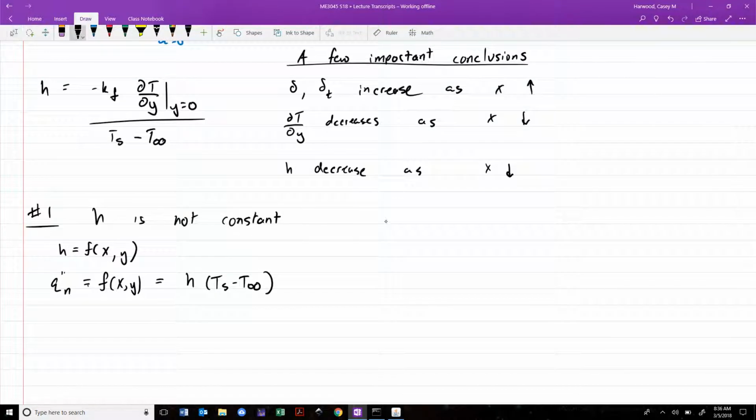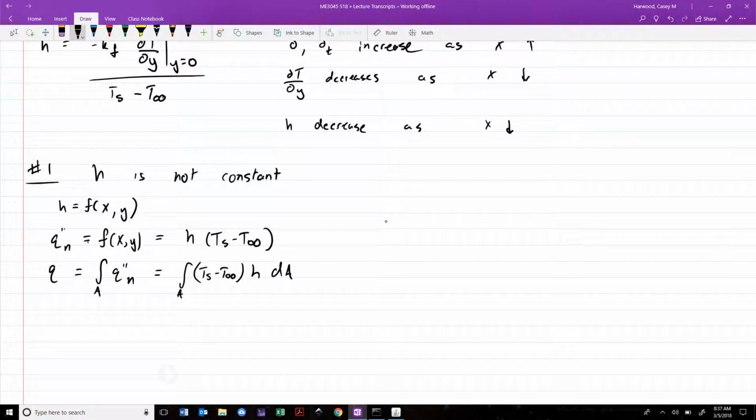And because h is not constant, and therefore q double prime n is not a constant, if we want to figure out the total heat rate, we have to break out that integral that we've been trying really hard to avoid since chapter 1. So if we want to write the total heat rate out of a surface, this becomes an integral over the surface area of q double prime n, which works out to the integral of (Ts minus T infinity) h dA. Or if we define this mean convection coefficient h bar, we can write it in a friendlier way.